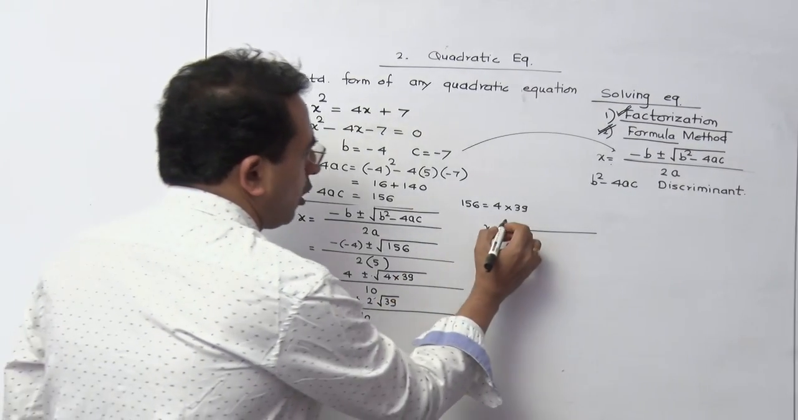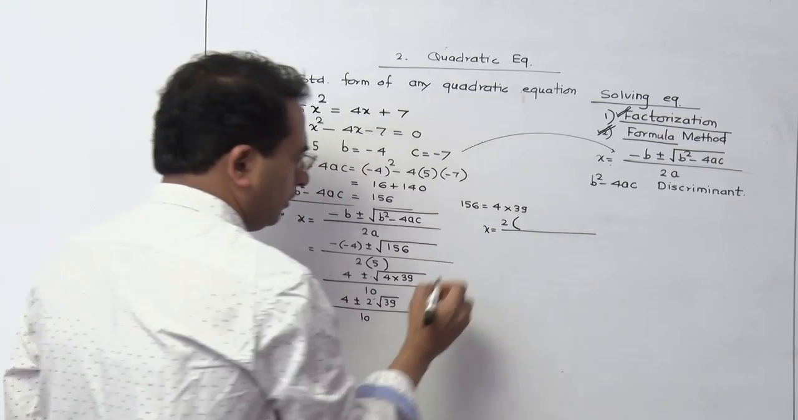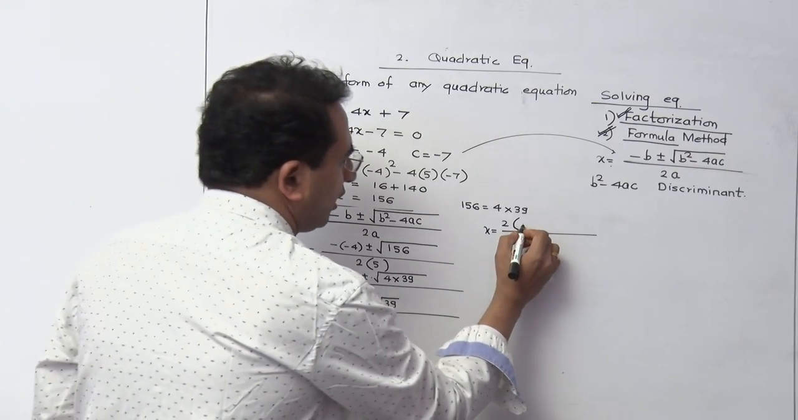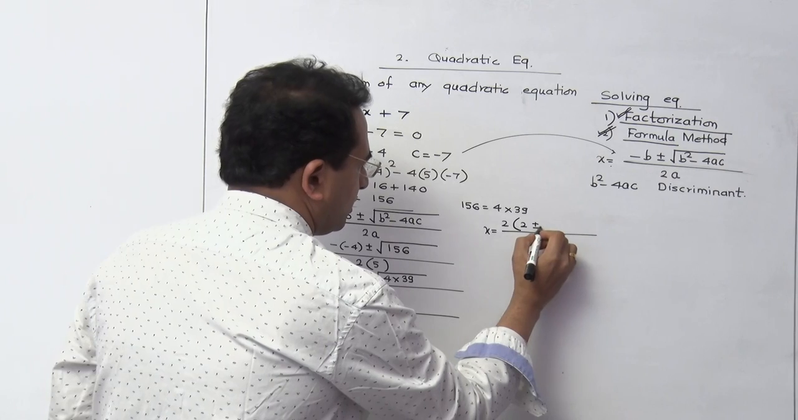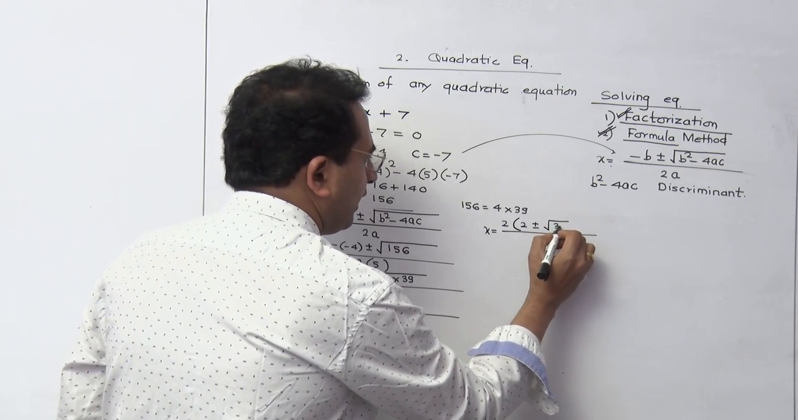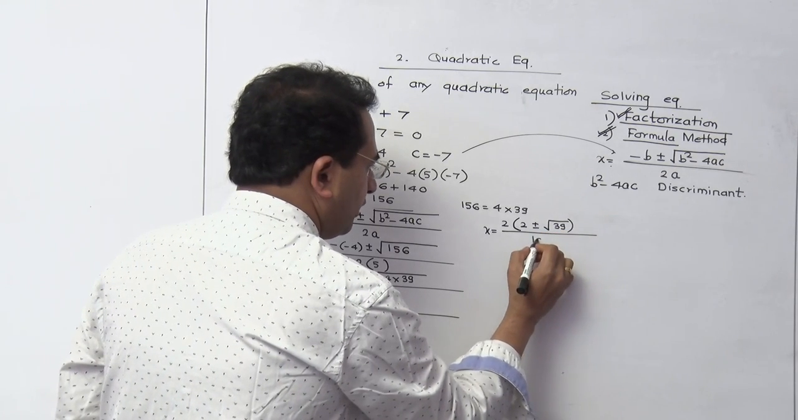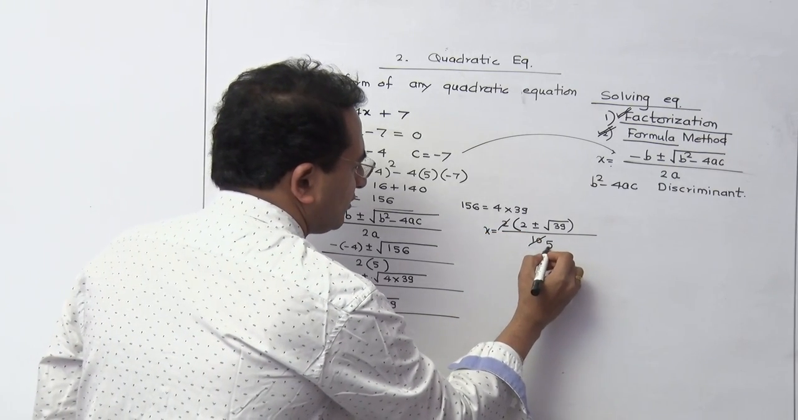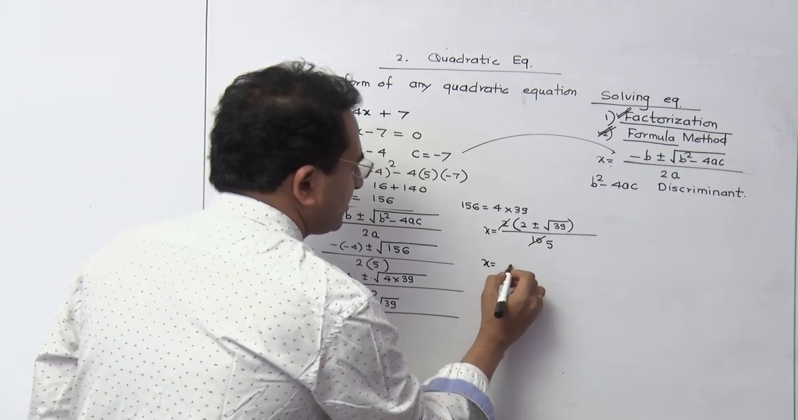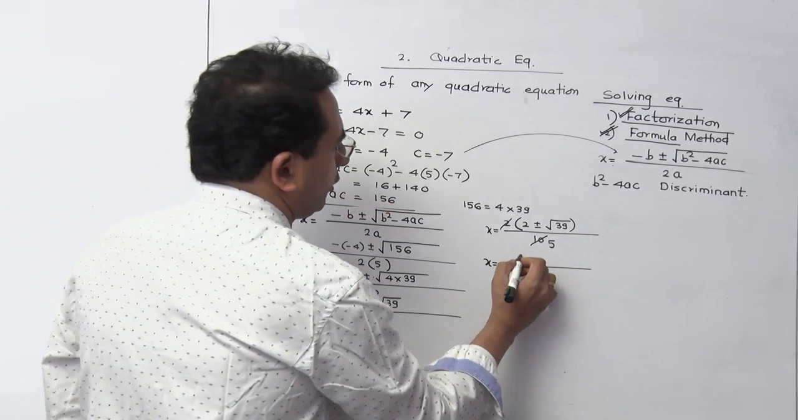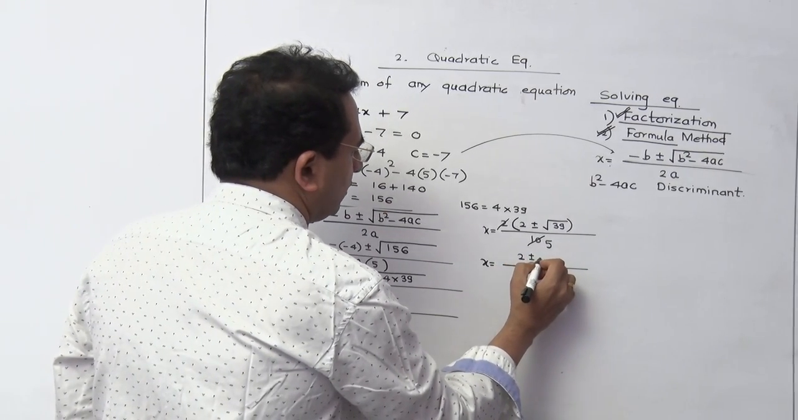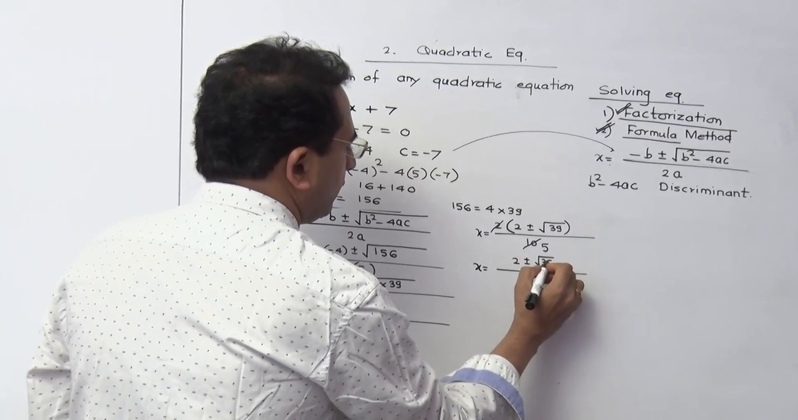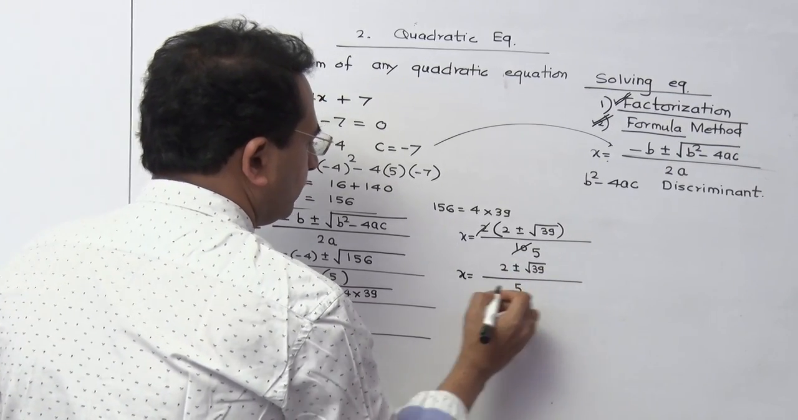So we have to take 2 common. In the bracket, we should write 2 twos are. So 2 plus or minus, this is root 39 and then upon 10. Which can be written now as 2 ones are 2 fives are. So values of x that you are going to have, they are 2 plus or minus root 39 upon 5.